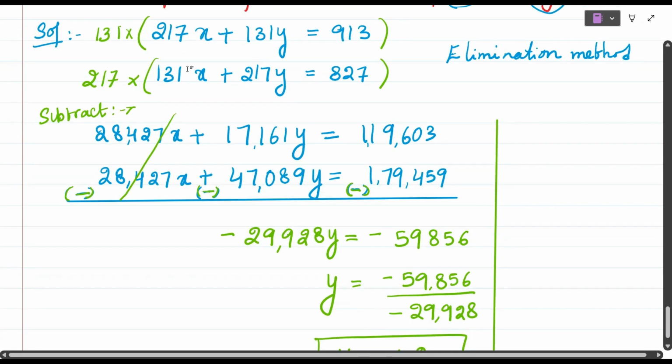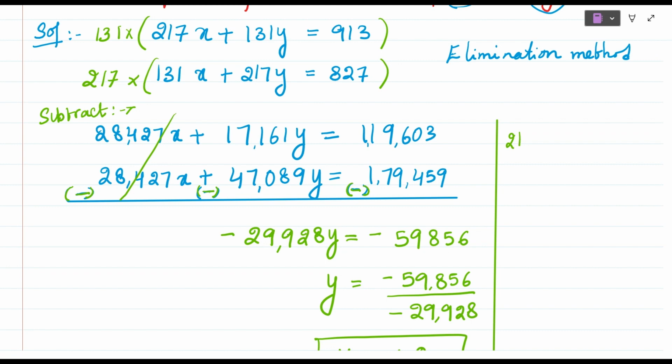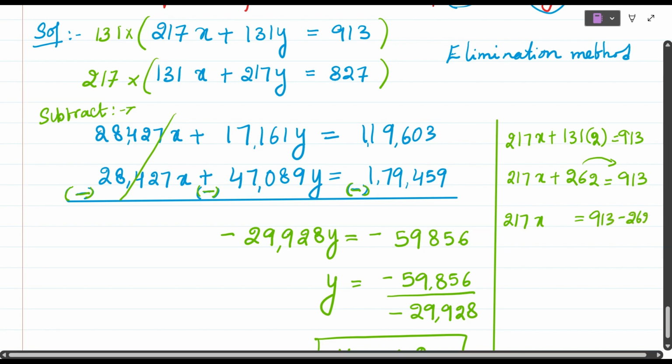Clear? So I'm going to take the first equation, 217x plus 131y, y I'm taking as 2, that is equal to 913. So here I will get 217x plus 131 into 2. How much, students? 262. That will be equal to 913. Now just solve, transpose this plus 262 towards right hand side. You will get 217x will be equal to 913 minus 262.